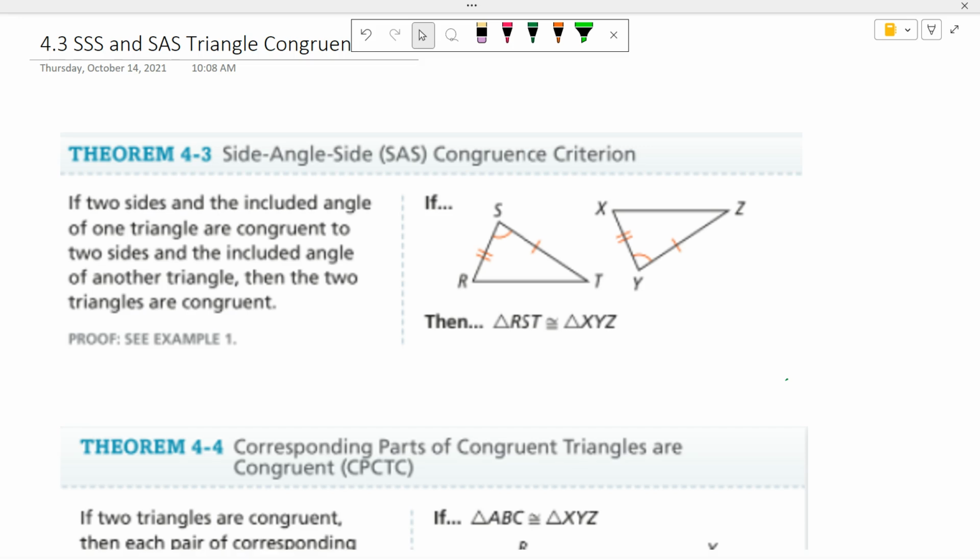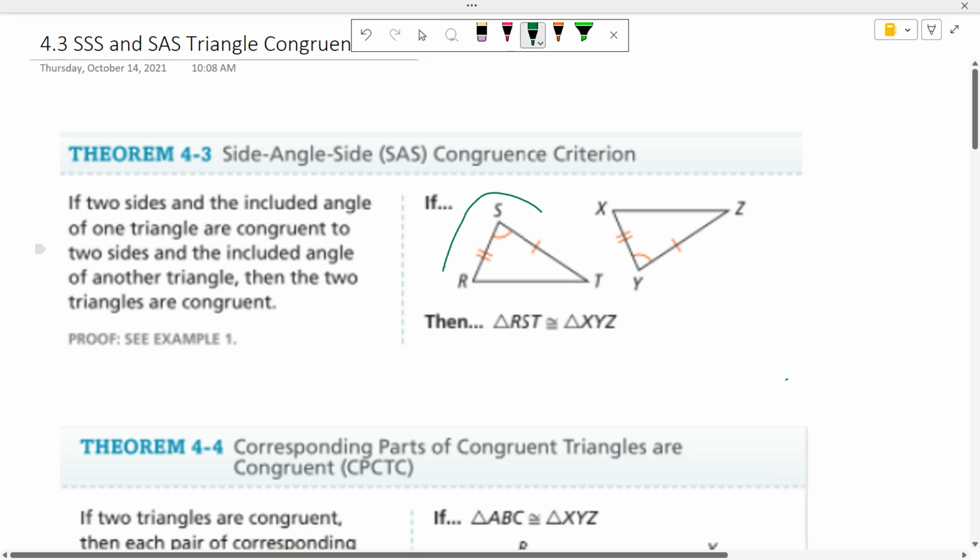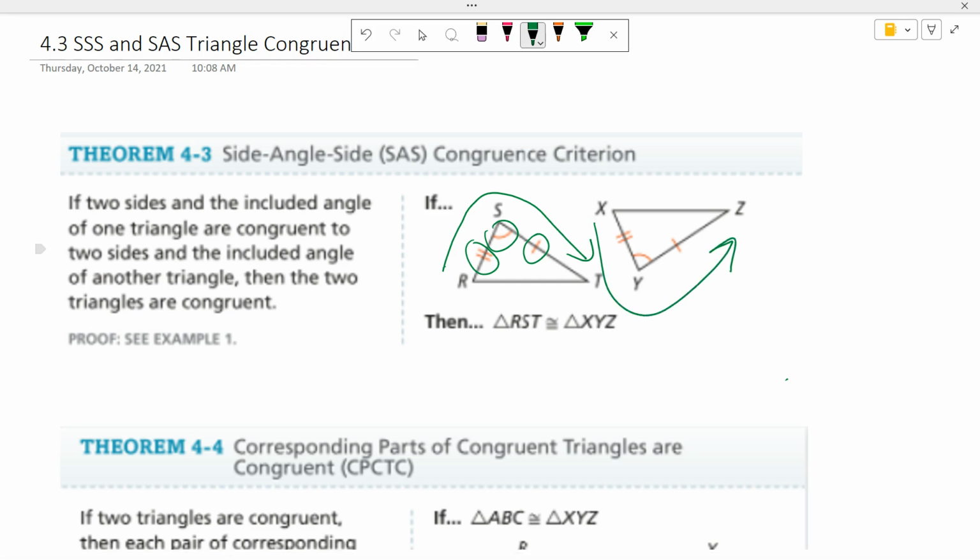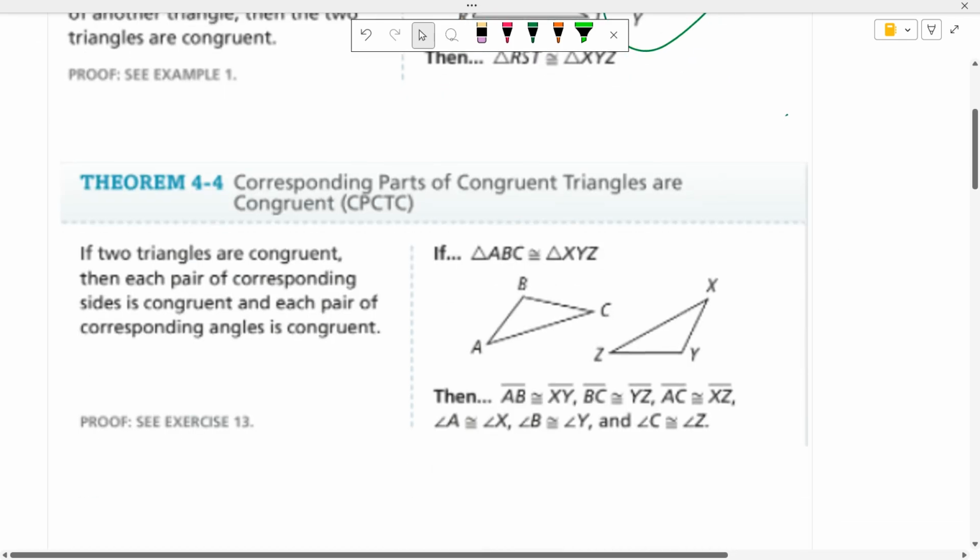If you know that two sides and an angle are congruent to two sides and an angle, then we can say those triangles are congruent. Then we can say those triangles are congruent. So if we go in the order of RST, then we have to go from the 2 mark side to the angle to the 1 mark side. So then it would be XYZ. Order is important.